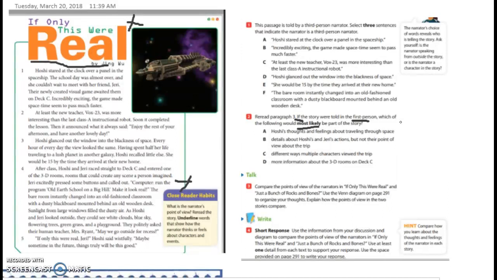All right, the closed reading habits box says, what is the narrator's point of view? Reread the story and underline words that show what the narrator thinks or feels about the characters and the events. I'd like you to go back and do just that. Find words and phrases that show you how the narrator thinks about and feels about the characters and the events. Go.